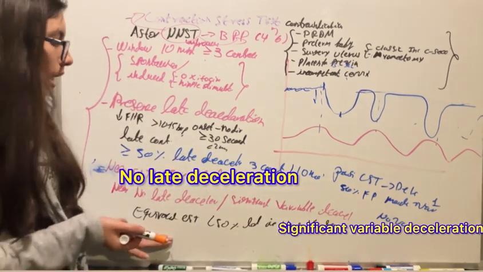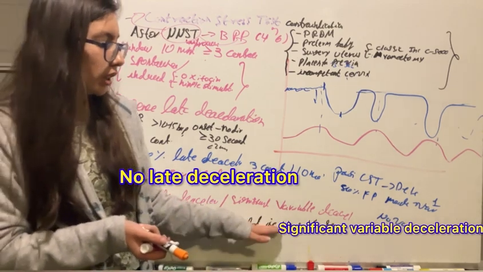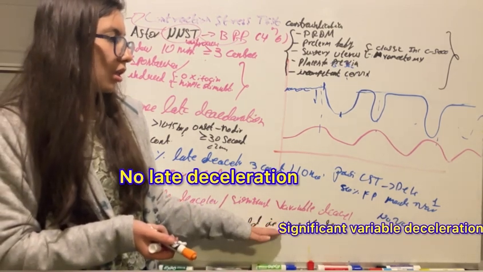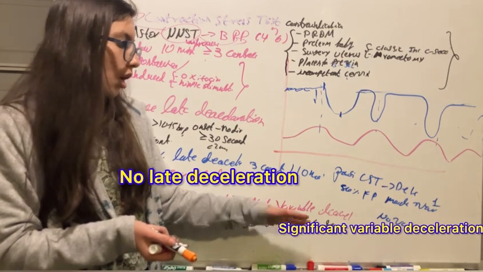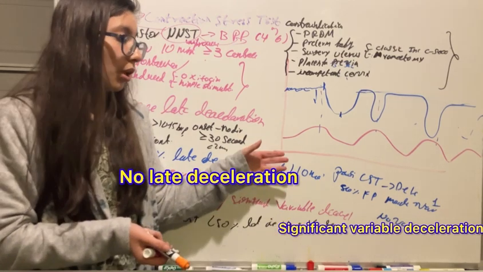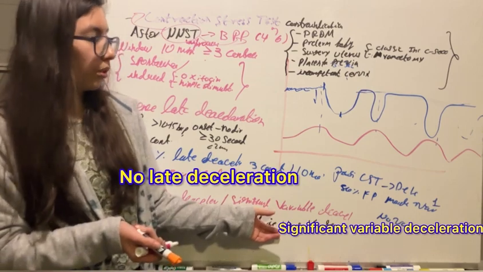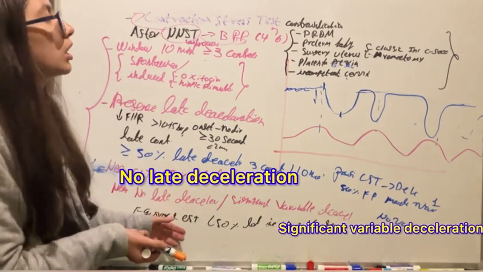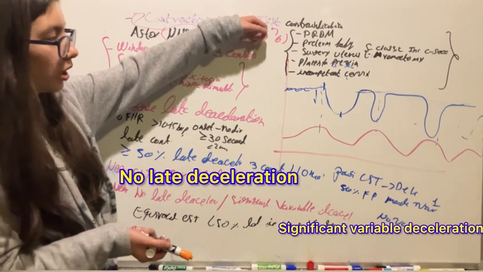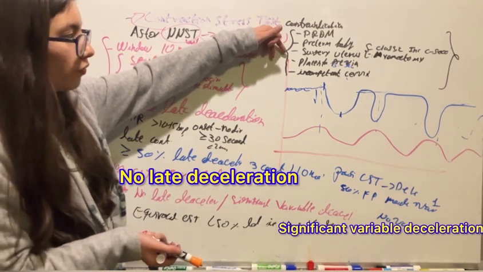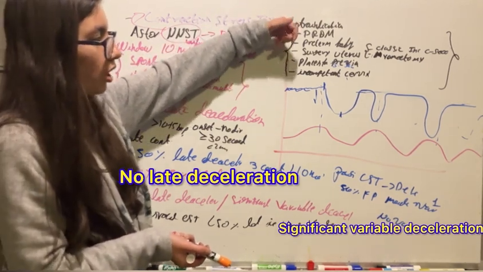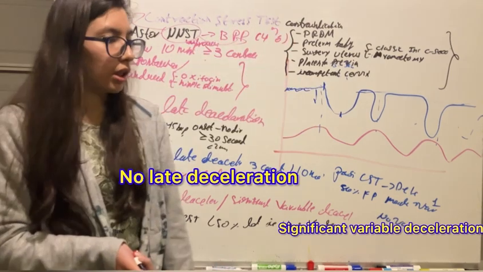For example, having less than 50% of late decelerations, or having variable decelerations but no significant variable decelerations, and moderate variable deceleration, for example. And contraindications to this are premature rupture of membrane, preterm baby, surgeries in the uterus, placenta previa, and incompetent cervix.